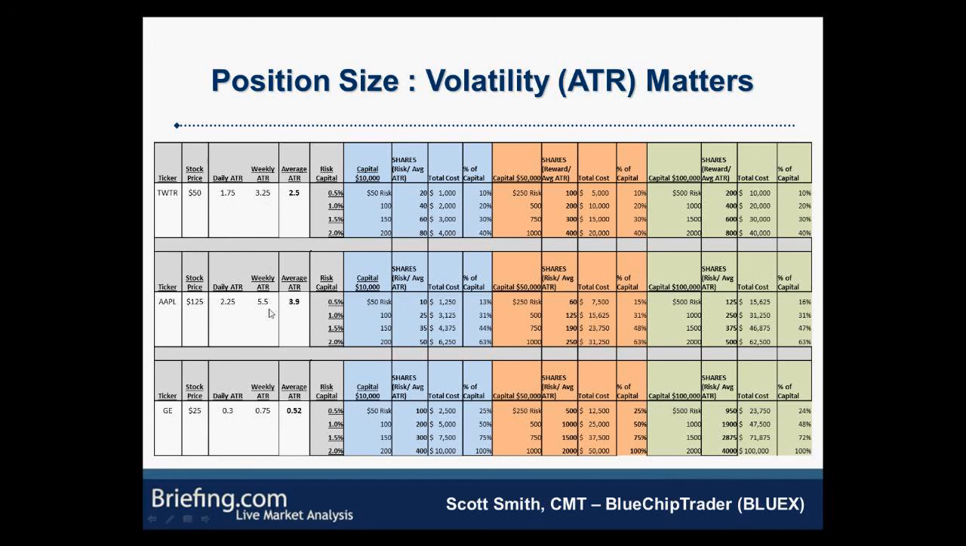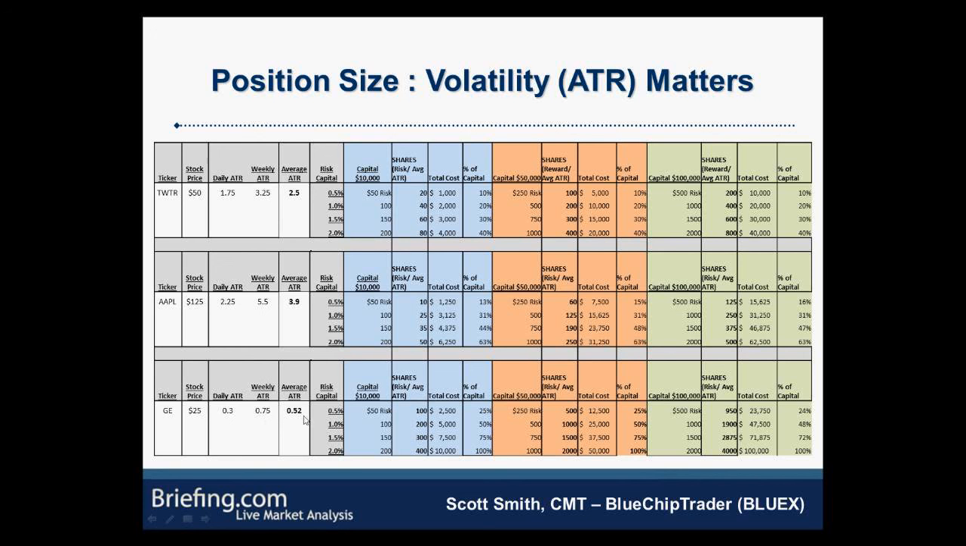Obviously, that's going to give you a smaller share amount, which is great for swing trading, because you have to understand that when you're swing trading, you're basically trying to capture a move over a few days or maybe a few weeks. So you should always be aware of what the average weekly range is on these stocks over the last few weeks. See, Twitter's been moving on average around 3.25. Apple's been moving about 5.5. GE's been moving less than $1.